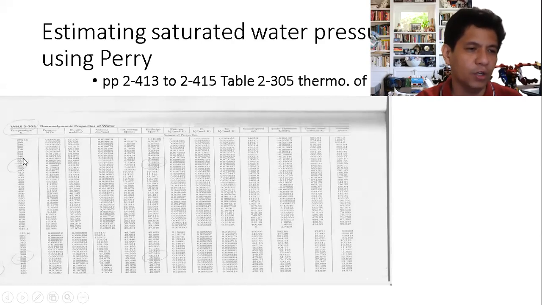Right on this column, you have the temperature. I think it's in Kelvin. Right here, you have the P star H2O. I think it's in megapascal. So just read the corresponding pressure for the corresponding temperature. Again, the pressure column in this steam table is your saturated pressure, PSH2O. So let's try to solve an illustrative problem.